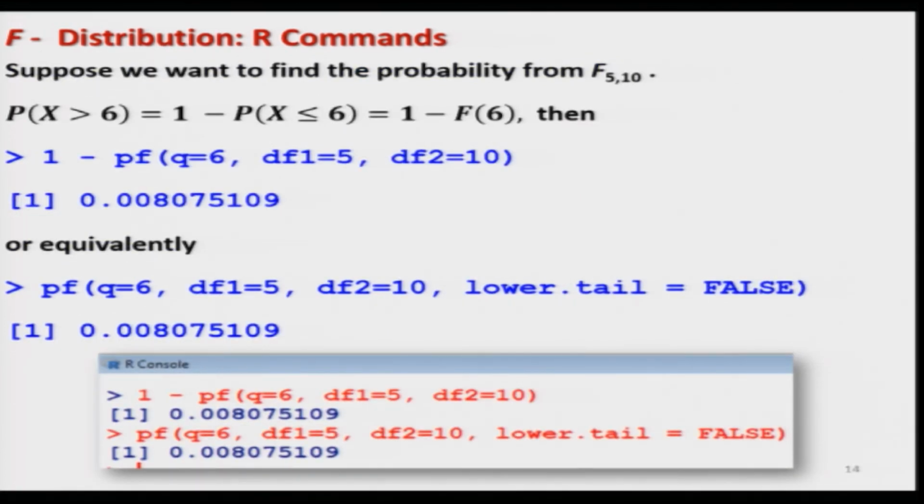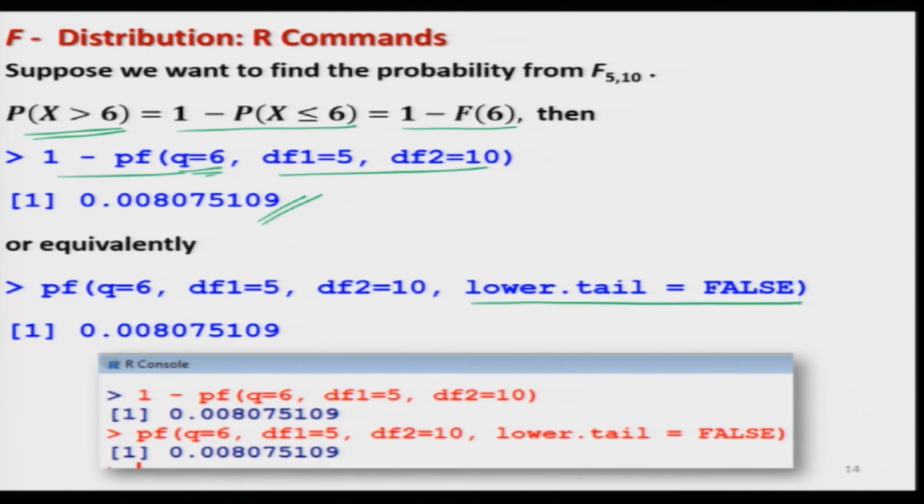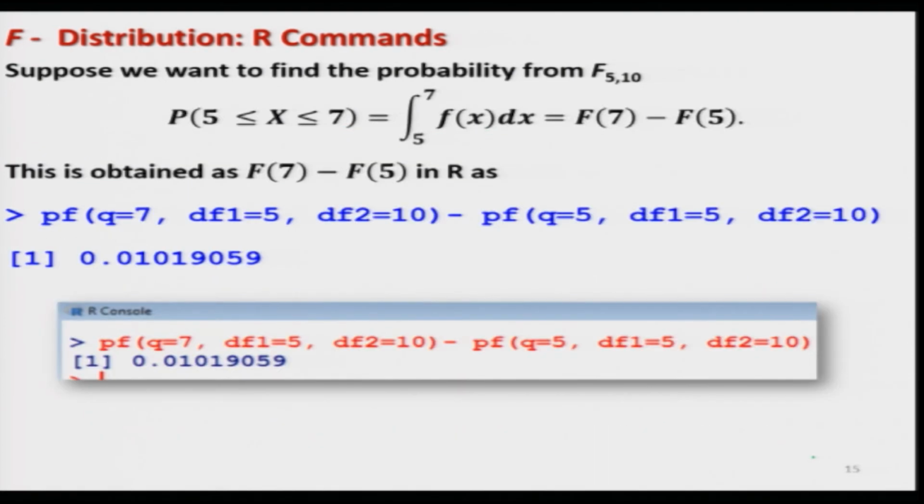And similarly, if you want to compute a probability of this type, the probability that x is greater than 6, that can be computed by 1 minus the probability of x less than or equal to 6, which is nothing but 1 minus F(6). This can be computed by 1 minus pf(q = 6), and you have to specify df1 and df2, and you will get this value. And if you use the option lower.tail equal to false, then you get the same probability, and this is the screenshot. I will try to show it on the R console also.